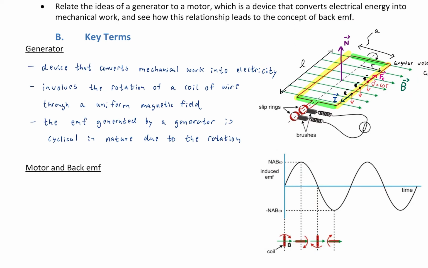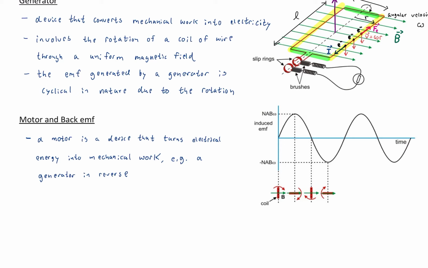Okay, so that's the basic concept of a generator, turning mechanical work into electrical energy by rotating a coil in a constant magnetic field. But what about a motor? Well, an electric motor is a device that turns electrical energy into mechanical work.